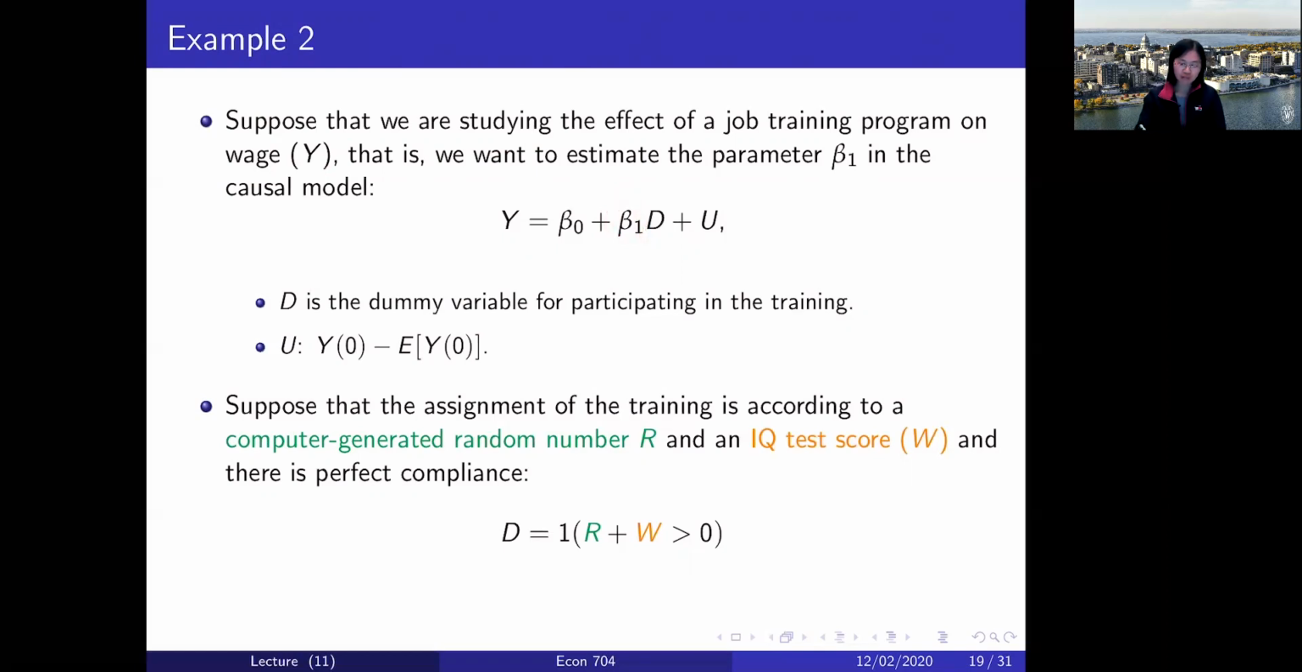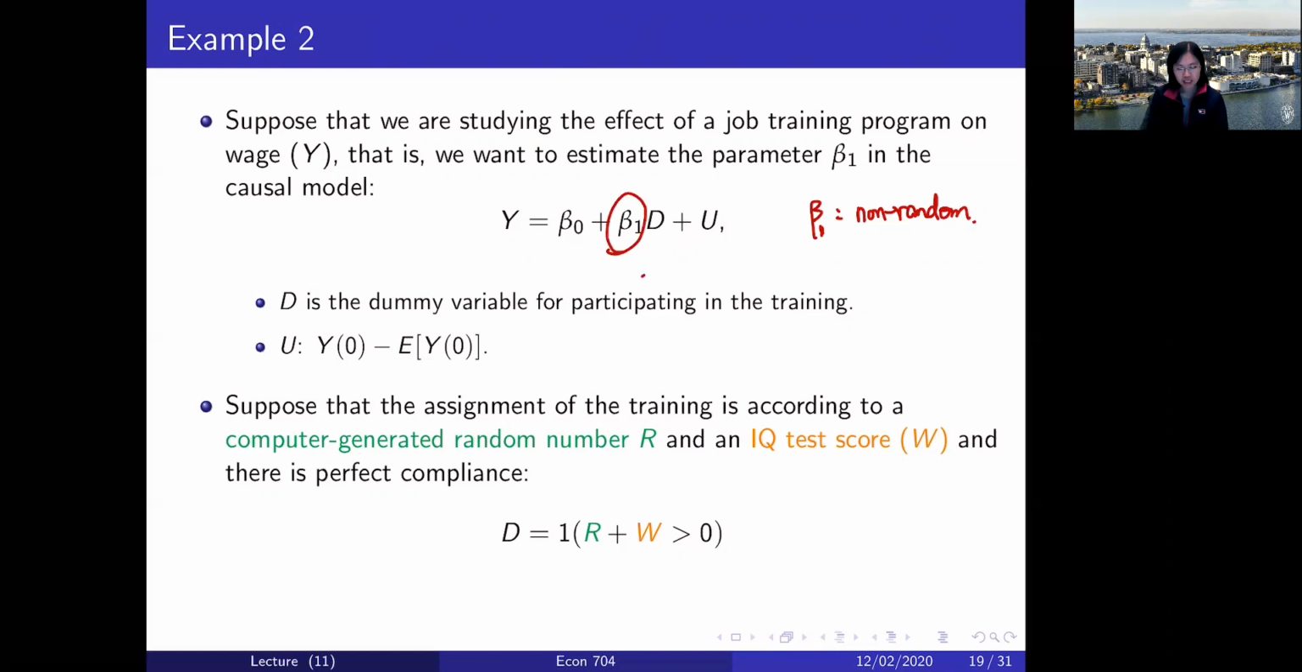And I forgot to mention, but I want to stress now that for this lecture and next, we have gone back to the homogeneous treatment effect case. So beta 1, the treatment effect, is now not random. So everyone in the population has the same treatment effect. Treatment has the same effect on everyone. And we want to estimate that homogeneous treatment effect.